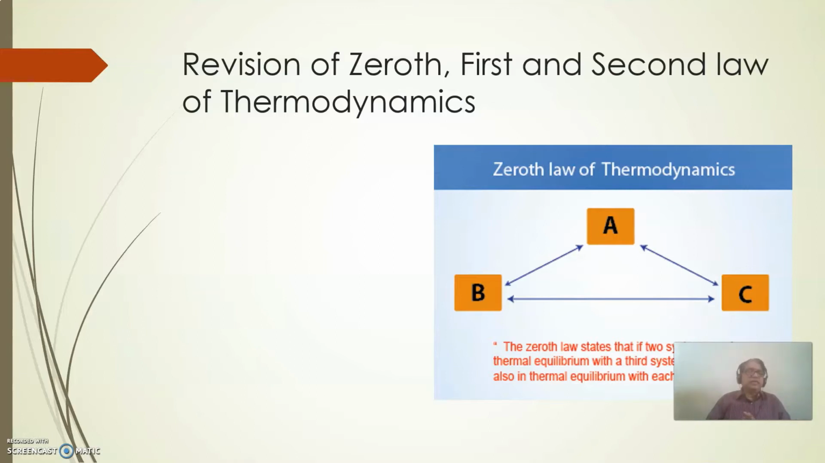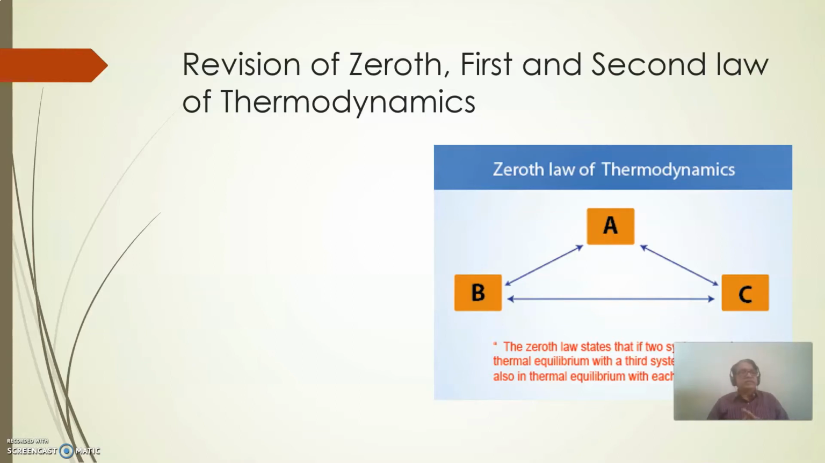This is known as the zeroth law of thermodynamics. It says that if two systems are in thermal equilibrium with a third system, they are also in equilibrium with each other. We should always explain this in terms of applications, because simply having the definition is not useful to us. If I take a thermometer, what is a thermometer? There is a glass material, right? And inside the bulb there is mercury, right? This mercury and glass are in equilibrium with each other.